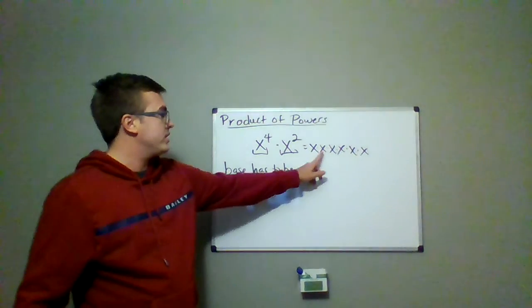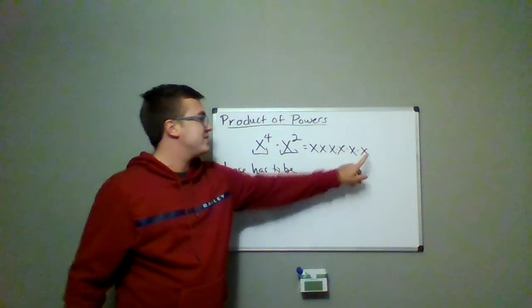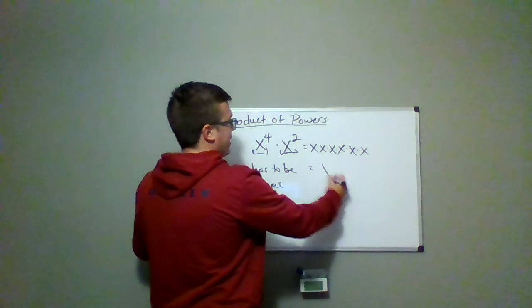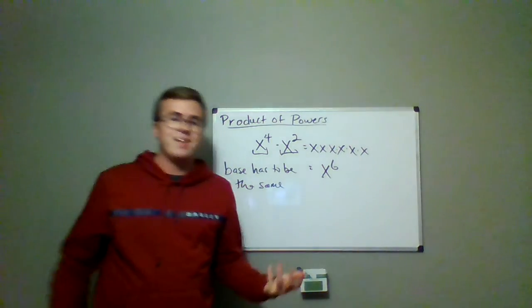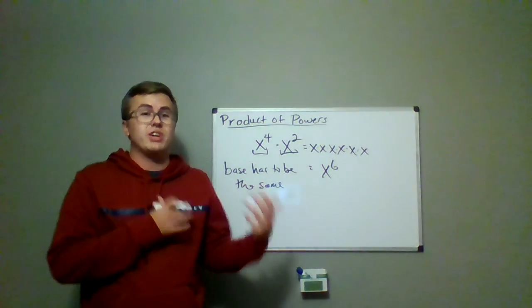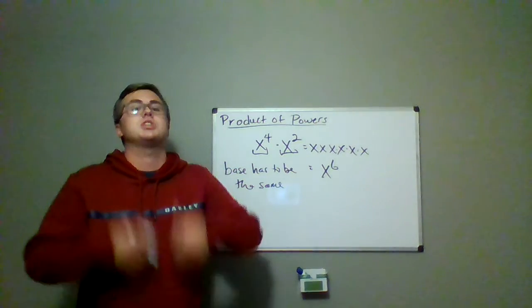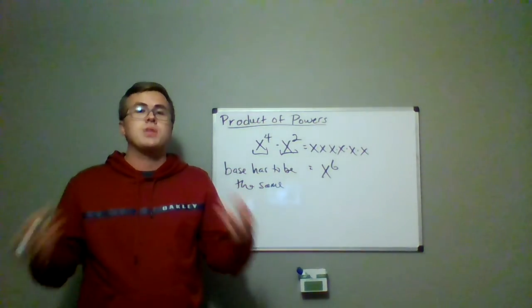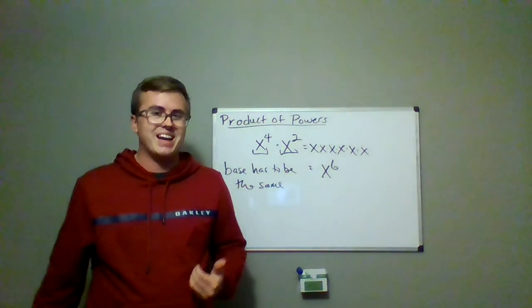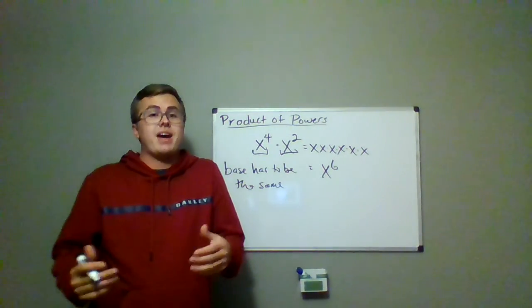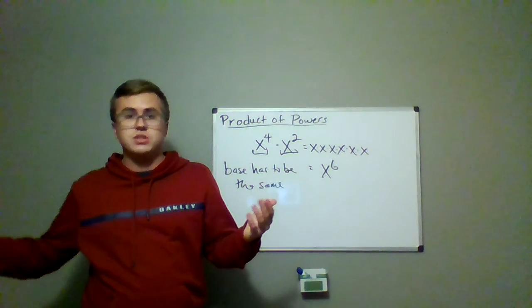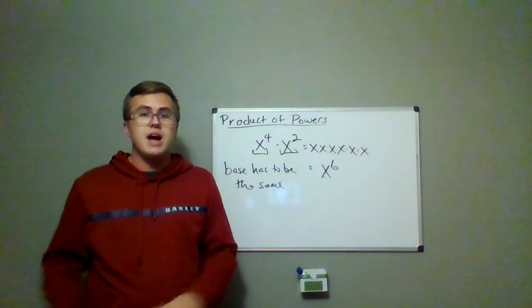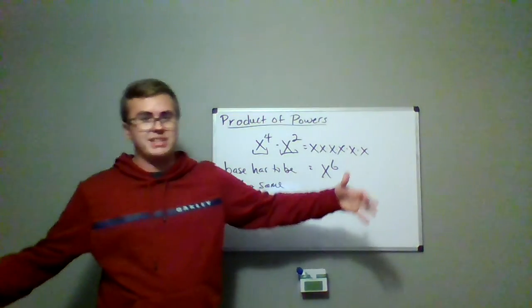I have 1, 2, 3, 4, 5, 6. So this simplifies to be x to the sixth power. Now, we don't want to have to do that every time. Just like when we were looking at that pattern of repeated addition, repeated multiplication, we want a way of simplifying that process. Because if I have x to the 50th power times x to the 250th power, I don't have to count all those x's every time.